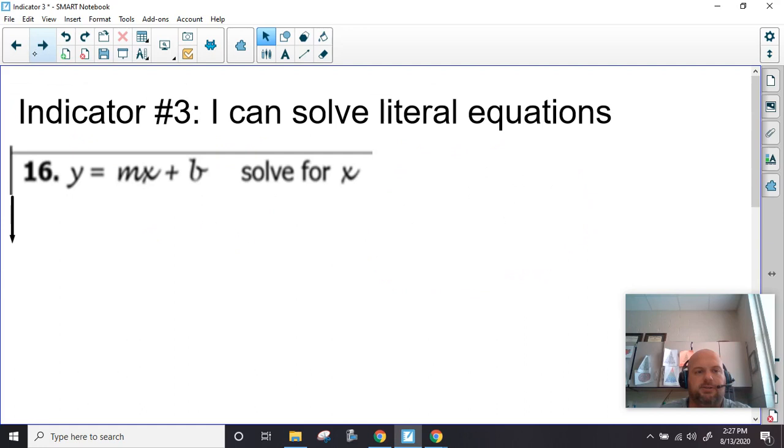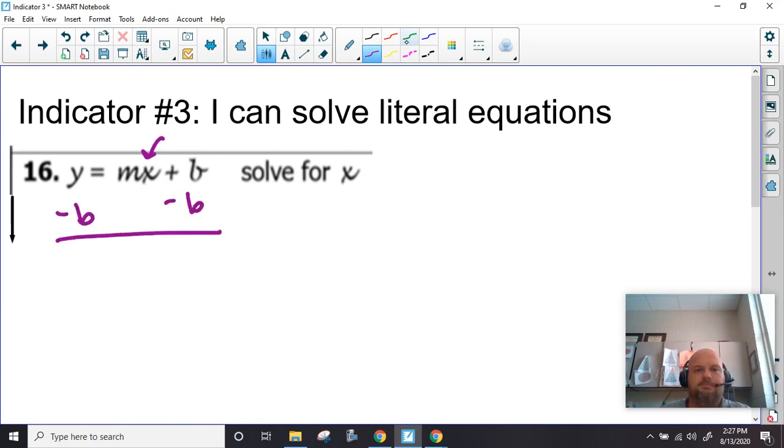We already had some with fractions. You should know this one by now. Y equals mx plus b. We'll get to that when we get to unit 4. So I'm solving for x. So I got to get rid of the b. Y minus b is just y minus b. M times x. Divide by m.